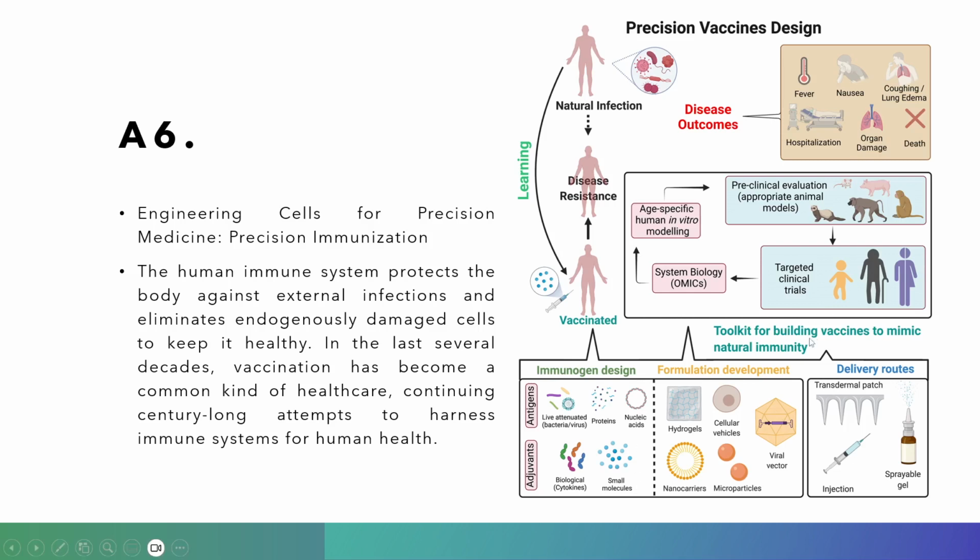So how do they get the toolkit for building a vaccine to mimic natural immunity? See here, three age groups are there: adult, aged group, or children group. This systems biology, that is omics, and age-specific human in vitro modeling lead to preclinical application before clinical testing of three phases. That can be monkeys, apes. Rats are the first phase. We cannot go to monkeys or apes directly. We can go for rat.